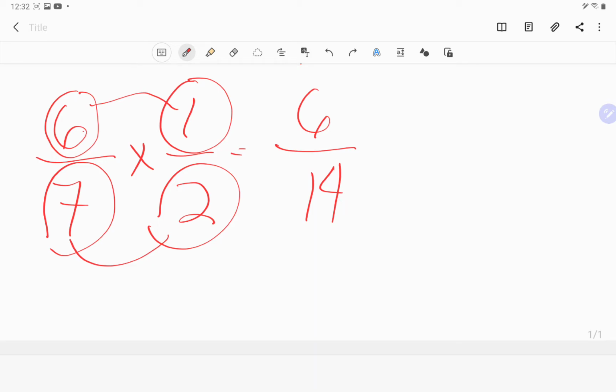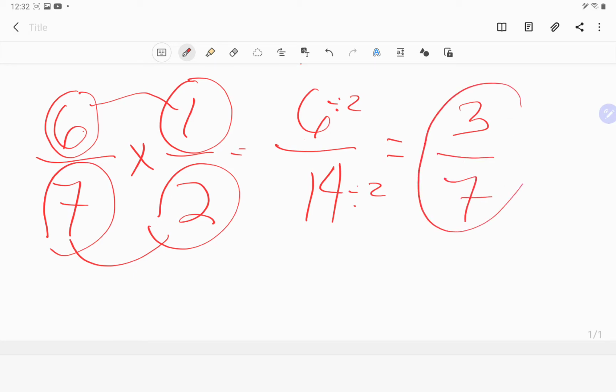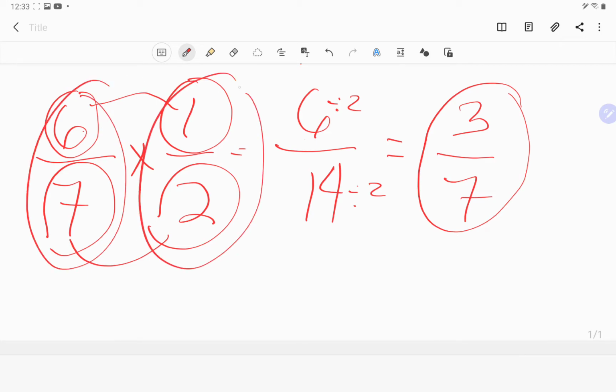So, pwede ba natin i-divide ang 6 sa 3? Yes, pwede. Pero ang tanong, pwede ba natin i-divide ang 14 sa 3? Diba? Hindi. So, how about 2? Okay, pwede ba natin i-divide ang 6 sa 2? Saka ang 14 sa 2? Pwede sila parehas, no? So, ibig sabihin, pwede na nating i-reduce sa lowest term ang 6 over 14 natin. So, we have 6 divided by 2, that is equal to 3. And then 14 divided by 2, that is equal to 7. Ayun yung final answer natin. So, 6 over 7 times 1/2 is equal to 3 over 7.